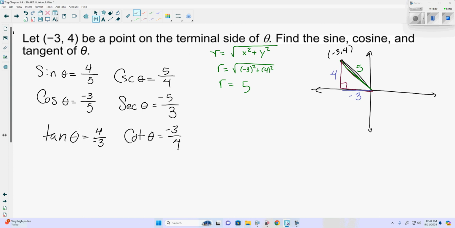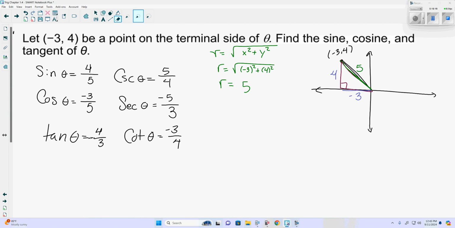Yes? You can have the negative on the bottom, top, or in front. We just need it in one of the places. Yeah, right there. Because we don't normally leave it in the bottom of the fraction. We normally either put it to the top or in front.